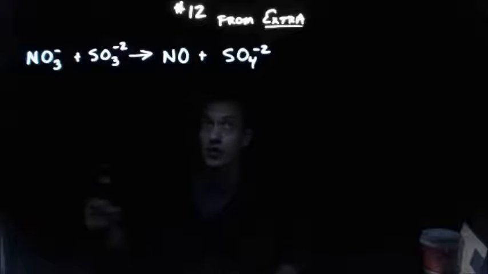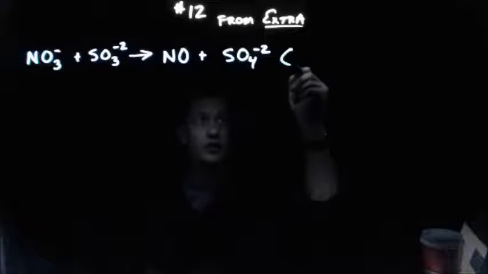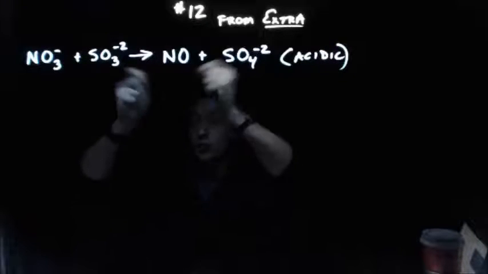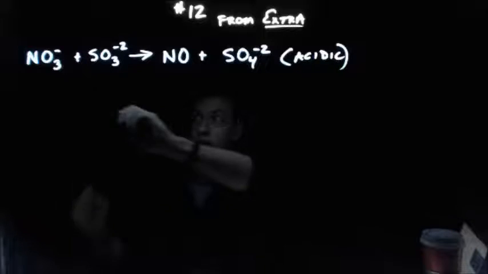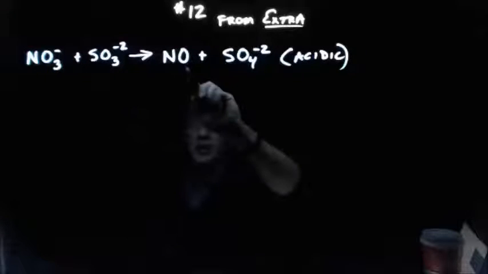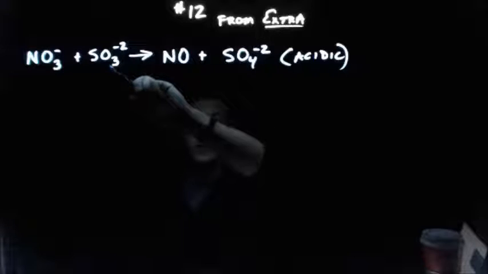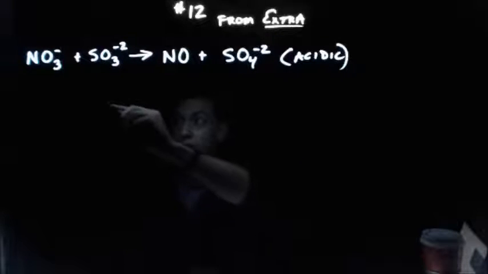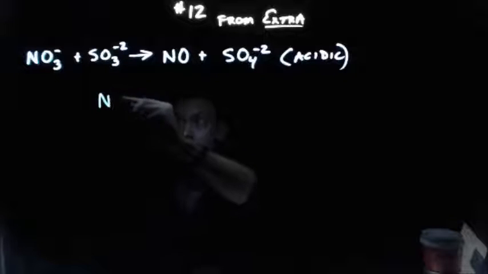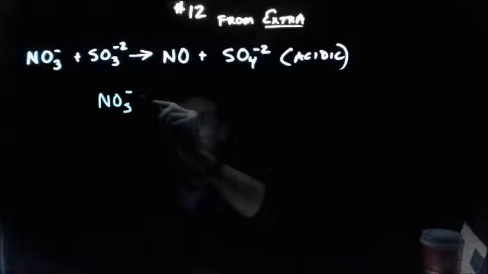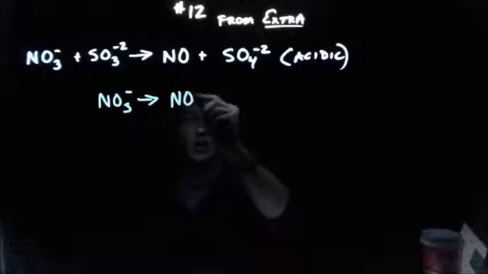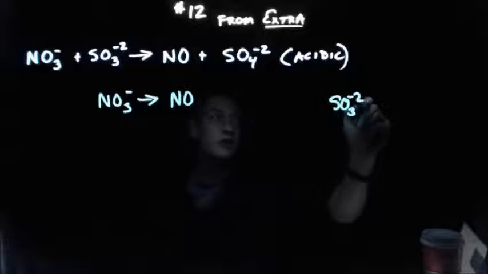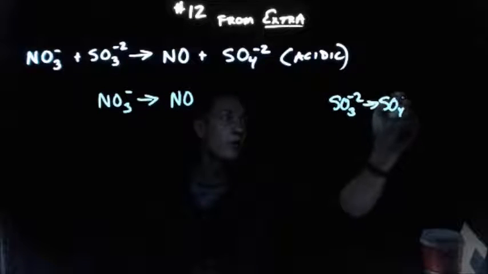The first thing we're going to do, so here we have this reaction, it's occurring in an acidic solution. And so we are going to break the reaction in half. We are going to look at the NO3- becoming nitrogen monoxide and the sulfite ion becoming a sulfate ion. So I will rewrite each of the half reactions. So we have NO3- becoming NO, and then over here we will have SO3 2- becoming SO4 2-.